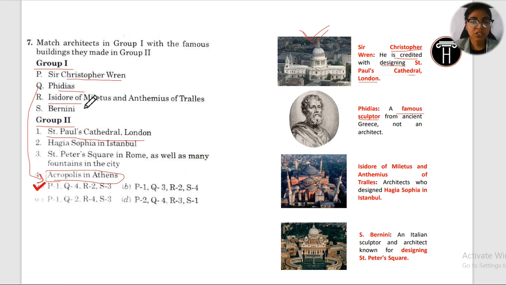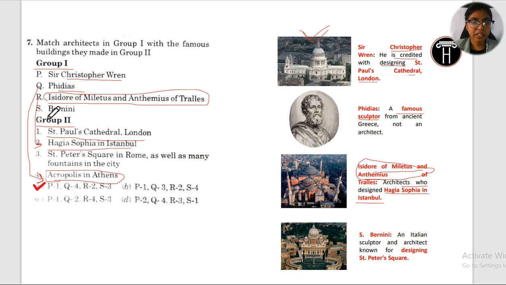For R we have Isidore of Miletus and Anthemius of Tralles. So the correct answer is Hagia Sophia at Istanbul. Isidore of Miletus and Anthemius of Tralles were the architects who designed Hagia Sophia in Istanbul. So these were the two architects who were involved in designing the Hagia Sophia, which is in Istanbul. So for R we will have option number 2.